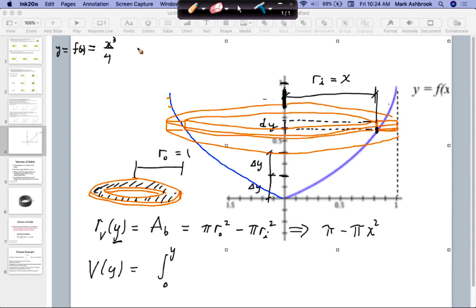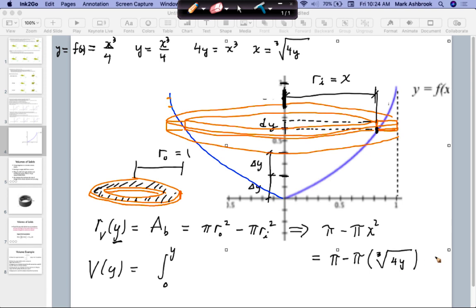If we've got y equals x cubed over 4 as our function, the blue function, well, we've got to do the math, right? 4y equals x cubed, so x equals the cube root of 4y. And so then our rate of change function is pi minus pi times what? The cube root of 4y, squared.